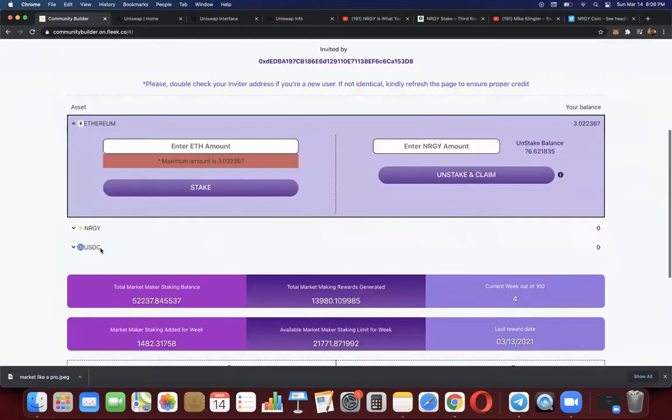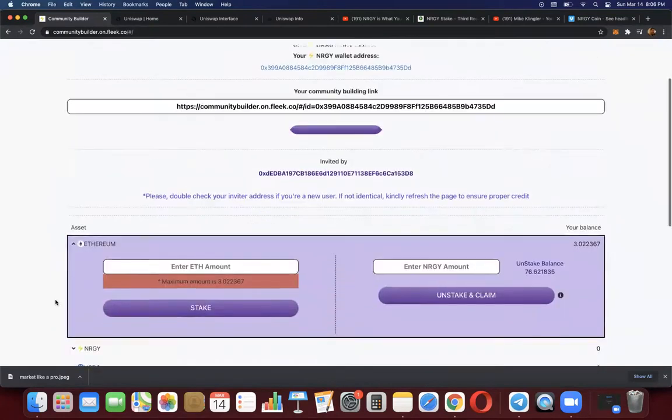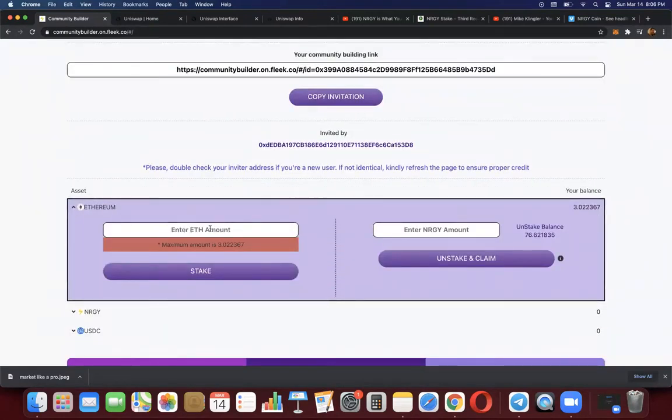So when I first got energy, I went to Ethereum and I entered how much Ethereum I wanted to put into it. I think initially, just to test it out, I put like 4 or 5 Ethereum in. And then I've just been staking more and more since then, once I realized and fully understood the value of what's going on. But this is where you do it.